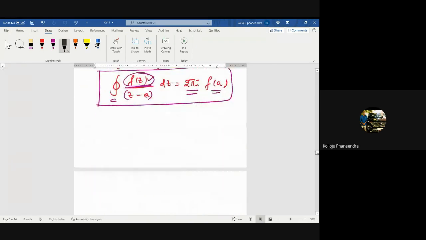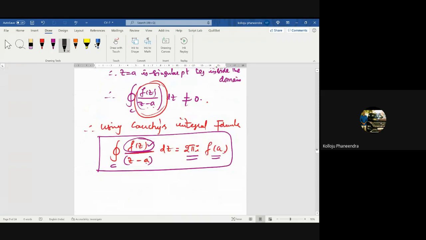Now, in this problem, Z equal to A is the singularity which lies inside. So it is not equal to 0, and we have to apply Cauchy integral formula then. So the formula gives this one.